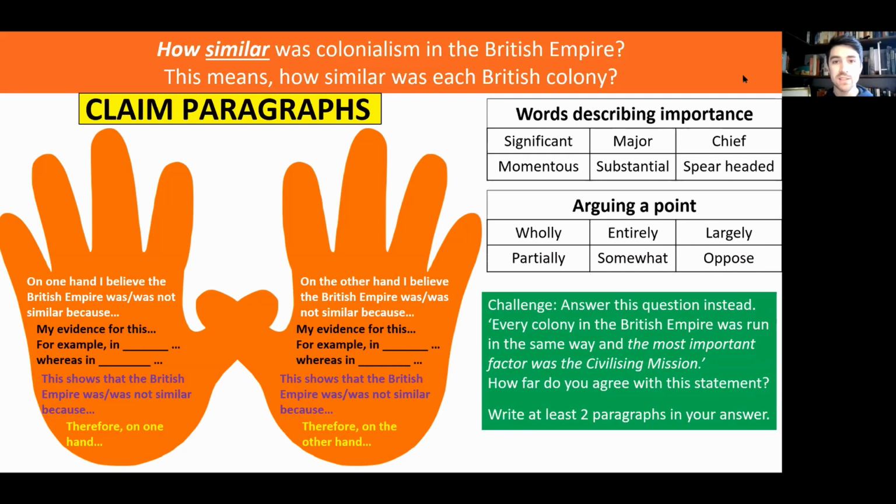Remember, I talk about this like it being an argument with your parents or family at home. Give them as many reasons as you can why you are right and they are wrong.